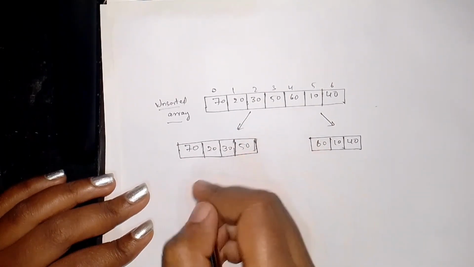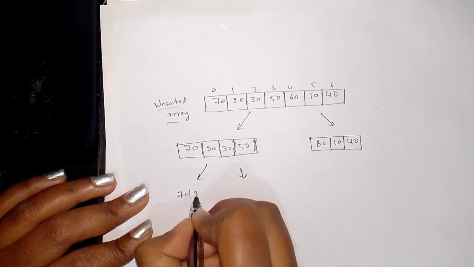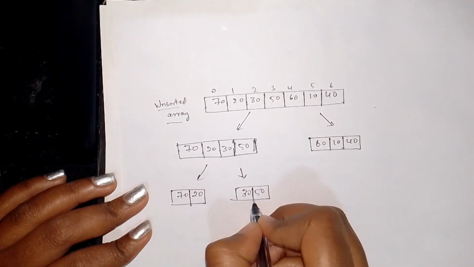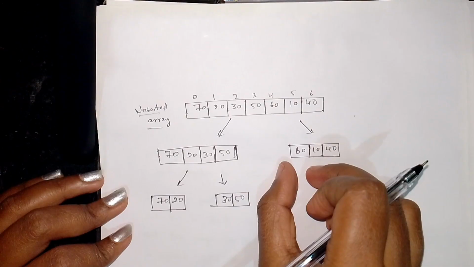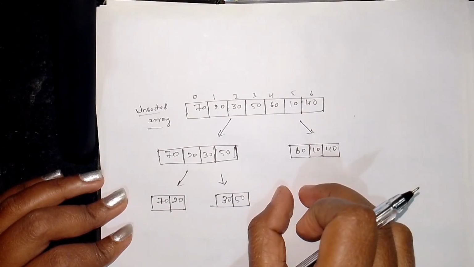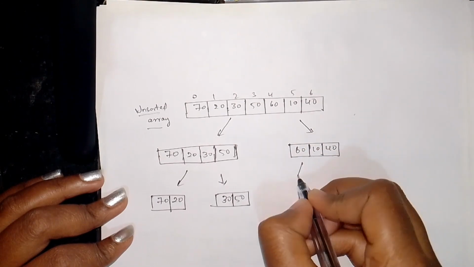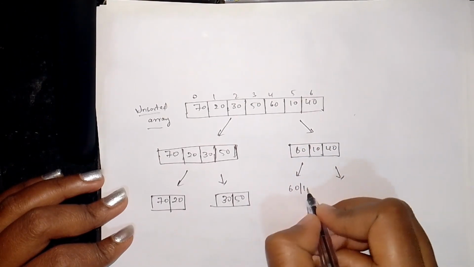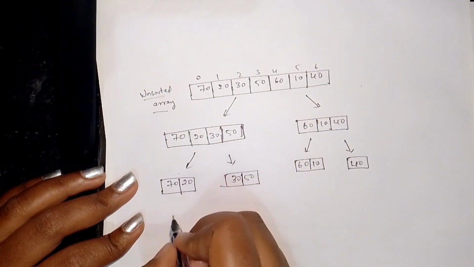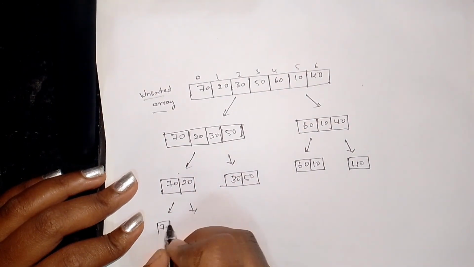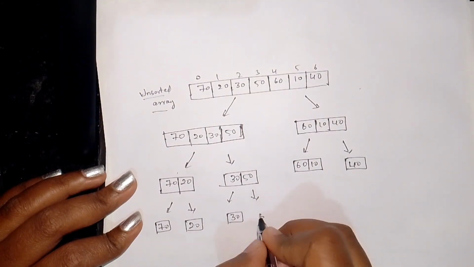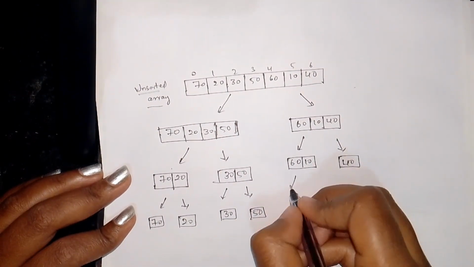Since we have four indexes, we can easily divide it into two halves, 70 and 20, and here 30 and 50. Again here we can take these two as one subproblem and this one as another, or else we can take this one as one subproblem and these two as another. I'm going to take 60 and 10 as one subproblem and 40 as another. And further I'm going to divide it into 70 and 20. Since we have only two indices, we can easily divide it into two halves.